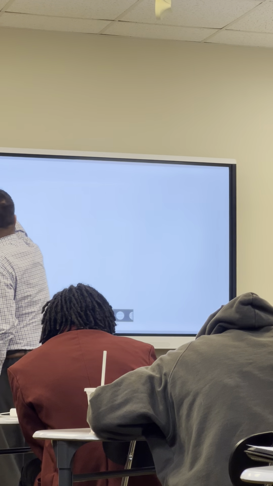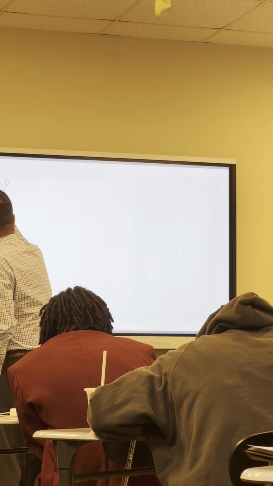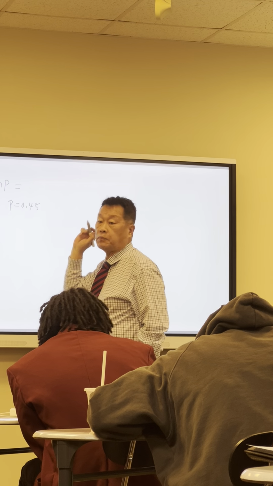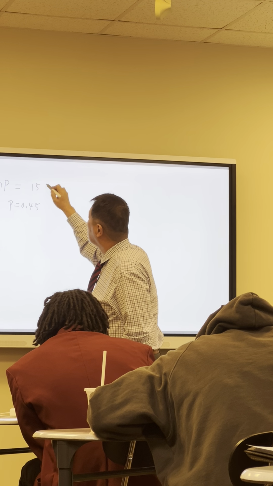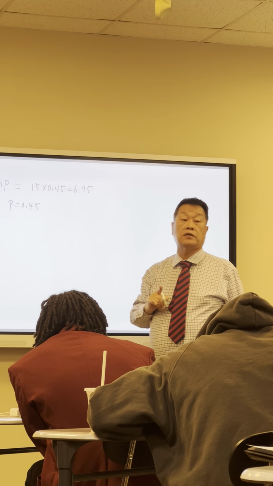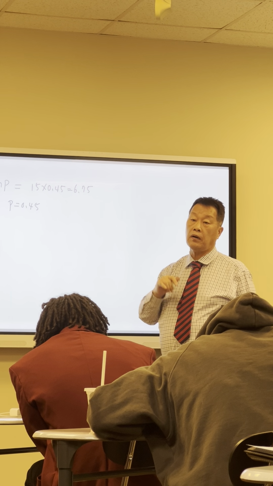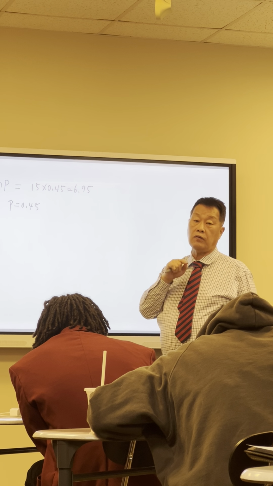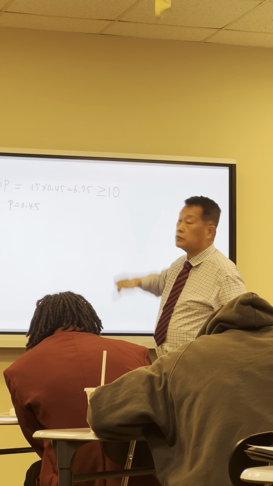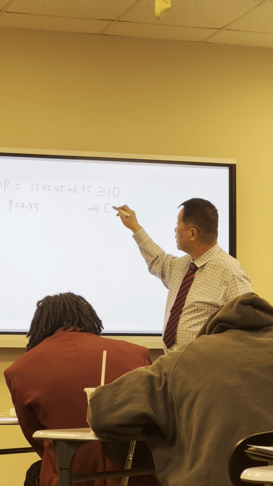Multiply the sample size by P to find the X. So he's telling you how to get this now. That is a violation of the condition, because it should be greater than or equal to 10. This number is less than 10, so you have to stop here. You have an error message from the calculator because of this one.